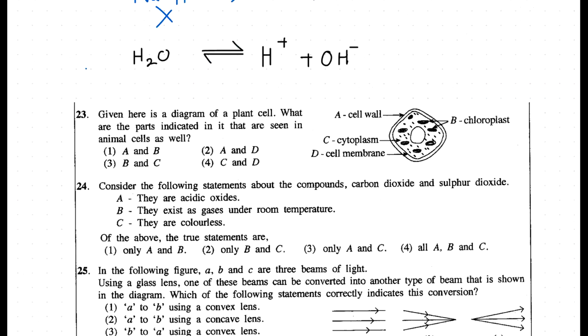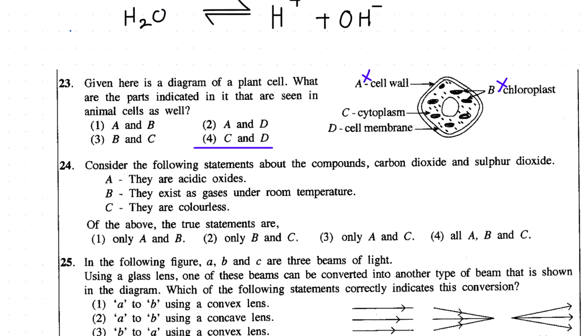Okay, given here is a diagram of a plant cell. What are the parts indicated in it that are seen in animal cells as well? Cell wall, is it in the animal cell? No. Chloroplast? No. Cytoplasm? Yes. Cell membrane? Cell membrane is the same as plasma membrane, so yes. And our answer is the fourth one. That is easy, no? Okay, great.